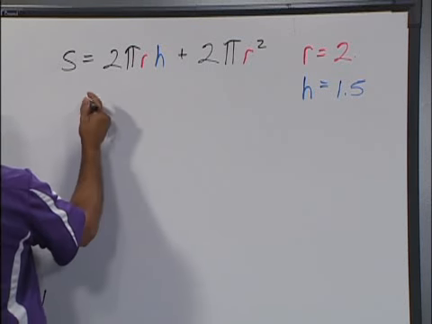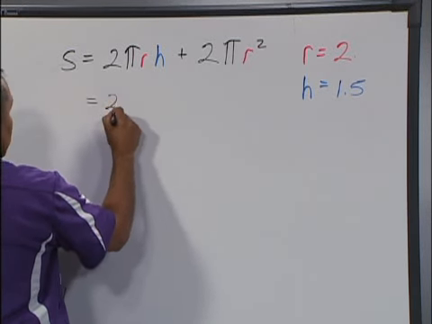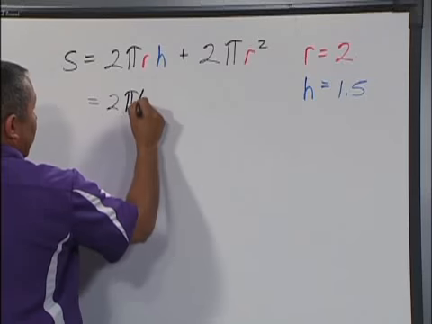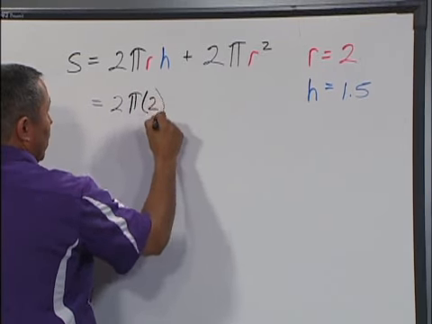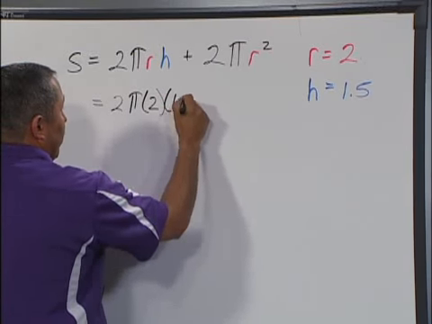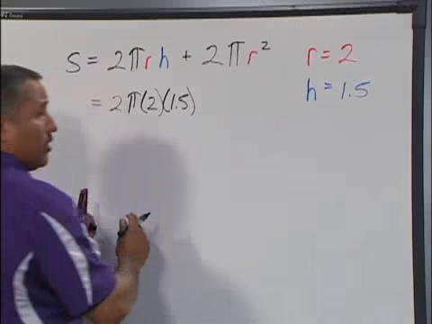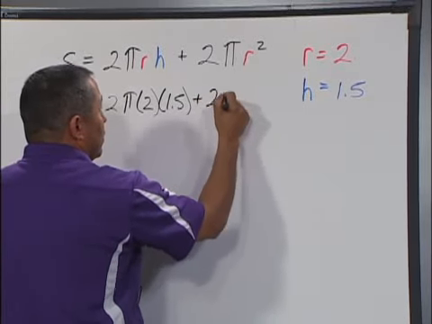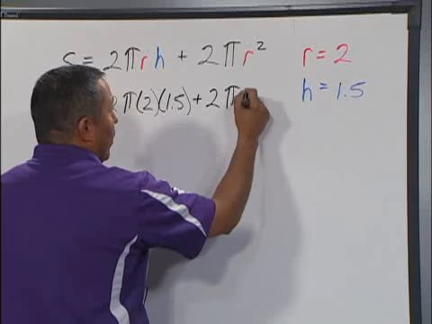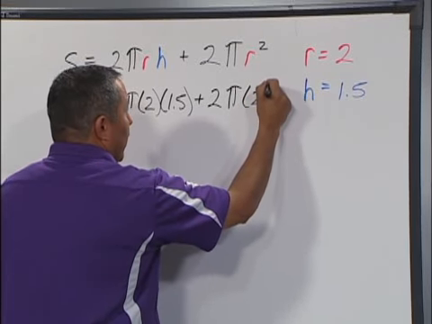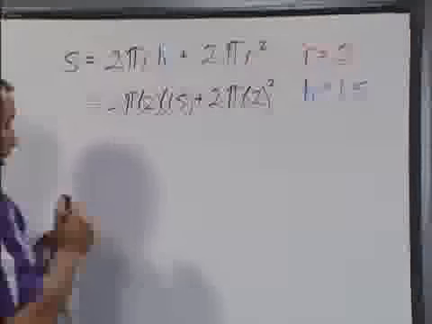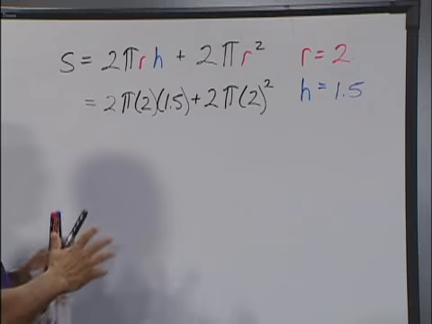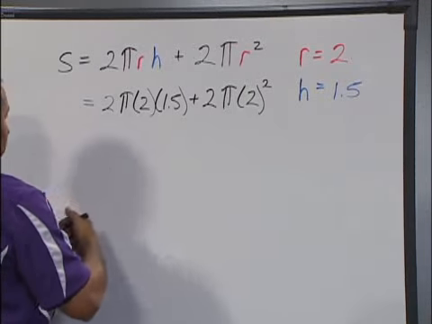All right, let's plug these numbers into our formula. So I come over here, 2 pi. For R, I will put 2. For height, I would put 1.5. It's always good to use parentheses when you're entering a value for a variable. 2 pi, and my R is 2, and I have that squared. Okay. Now, let's do the first part of this.